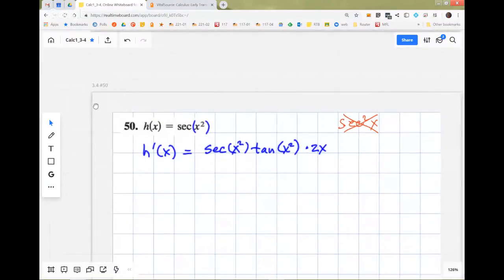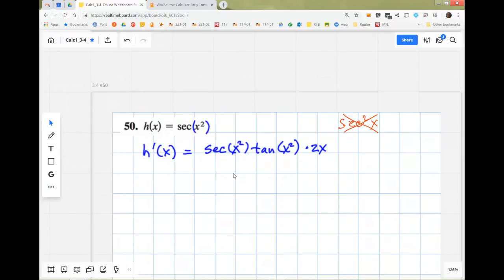Yeah, number 50. So secant of x squared, and this is not secant squared of x, this thing in red here. This is secant of x squared. So that's why I made it a little clearer, I think, by putting parentheses around it. What's the derivative of the secant?